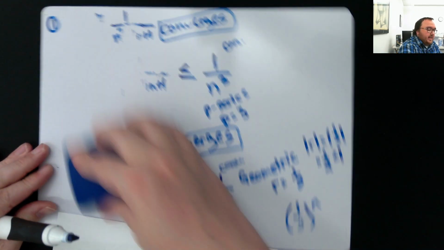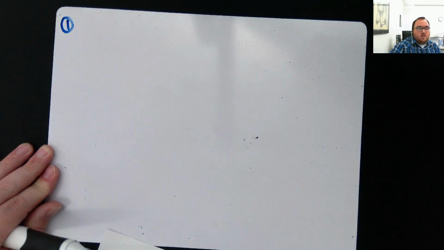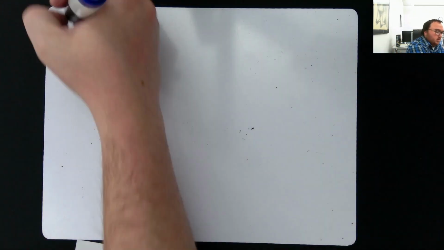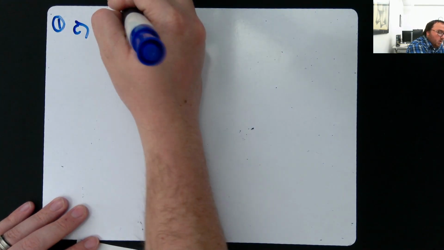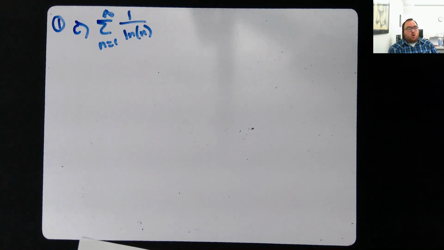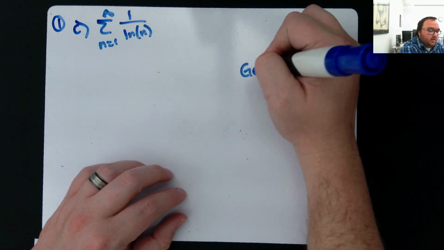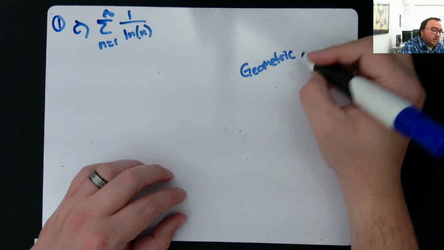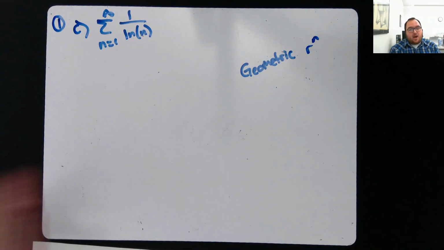Example 1c. Sum from n equals 1 to infinity of 1 over the natural log of n. So this one's a little harder. There's nothing that's clearly like this one that I already know about, right? The ones I already know about are geometric, which is like r to the n. I don't have that. I don't have a power here.